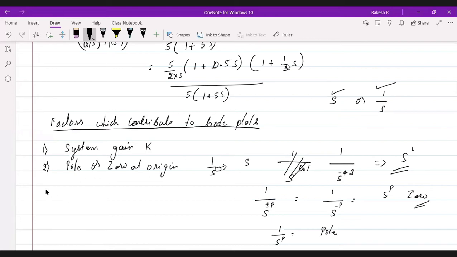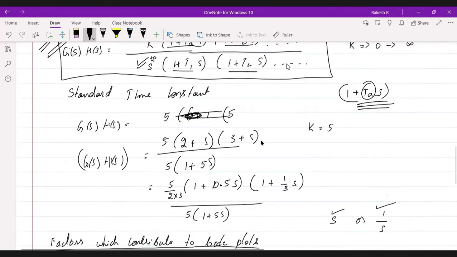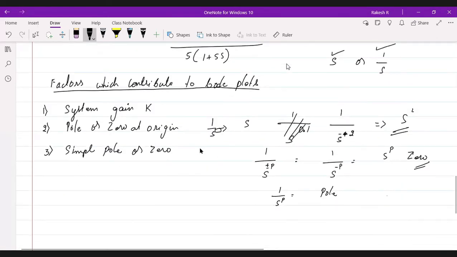Now the third factor is the simple pole or zero. Simple pole or zero means these factors: 1 plus T1S, 1 plus T2S. These are the other factors which are affecting the system gain. That is 1 plus T1S, this is a zero, or 1 divided by 1 plus T1S, this is a pole. Simple pole or simple zero.